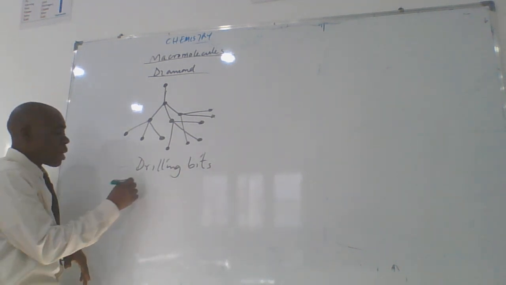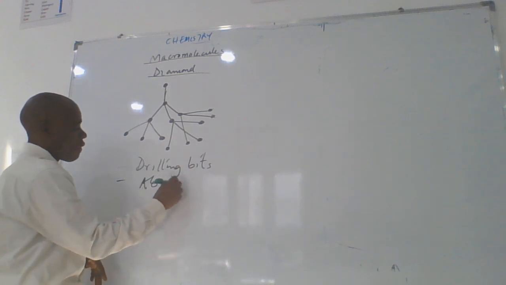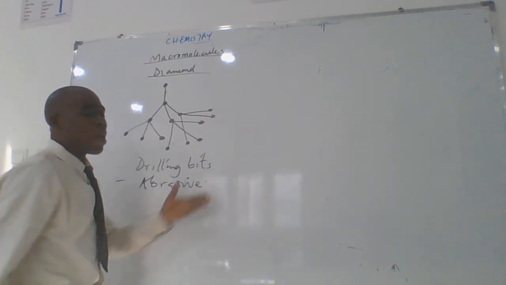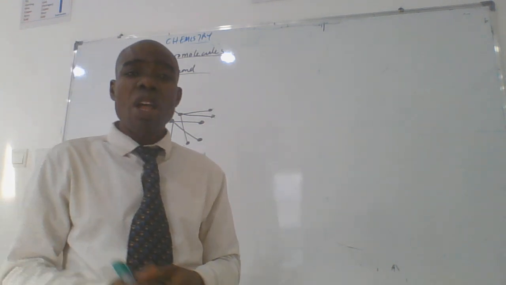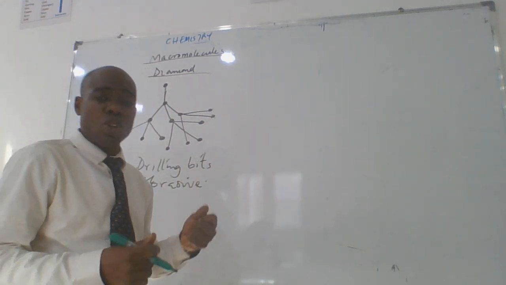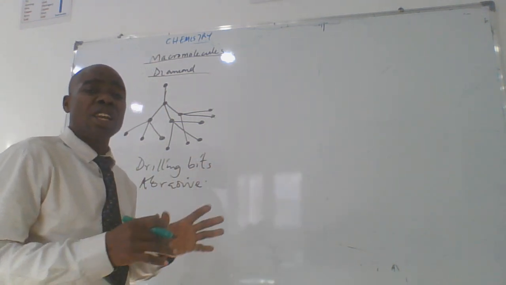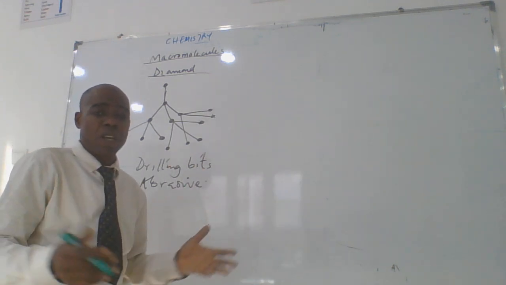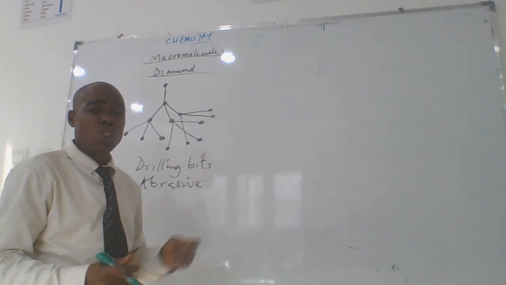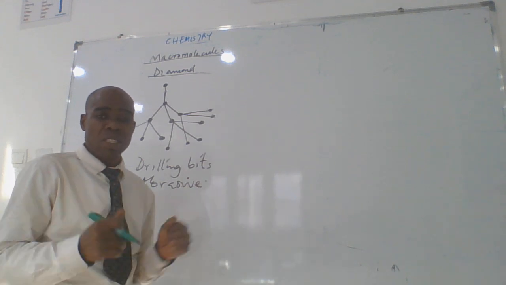2, it is used in making abrasives. Abrasives are generally used to sharpen metals. Because of the hardness of diamond, it is used to make abrasives, like the sandpaper that we're familiar with.